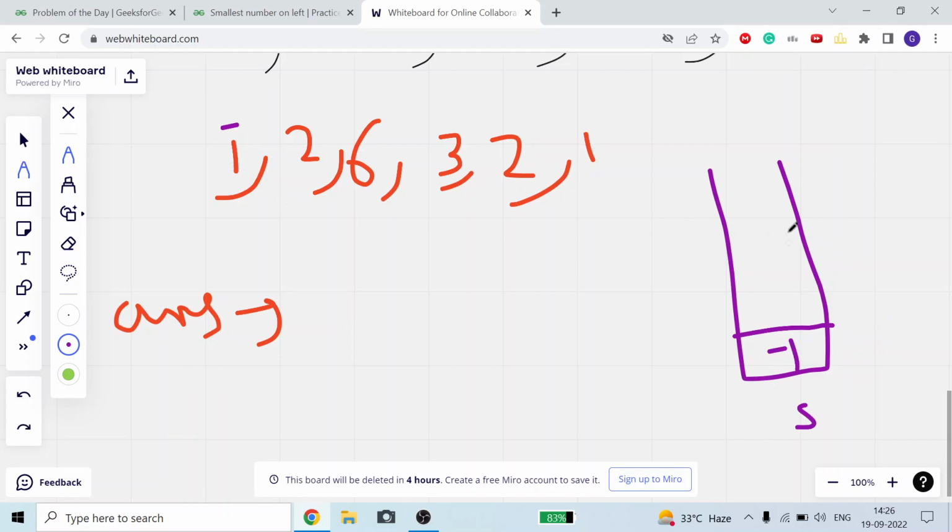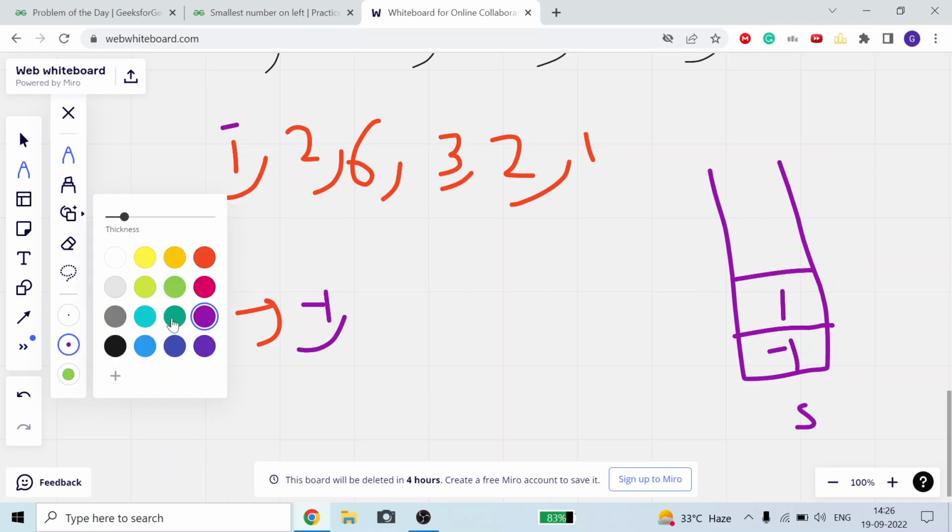Now for 1, I will compare 1 and -1. -1 is on top, so -1 is less than 1. Yes, so I will push back -1 in my answer and push 1 onto my stack. This is just a dry run problem. You just need to dry run it and you will get it.